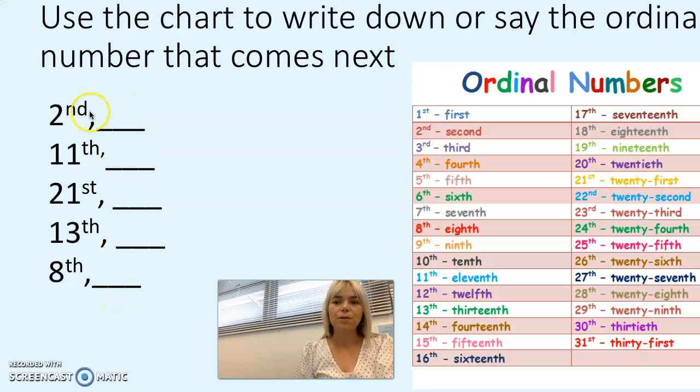All right, so for the first one, second, you will have said third. For 11th, you would have said 12th. 21st, 22nd comes next. 13th goes into 14th, and 8th goes to 9th.